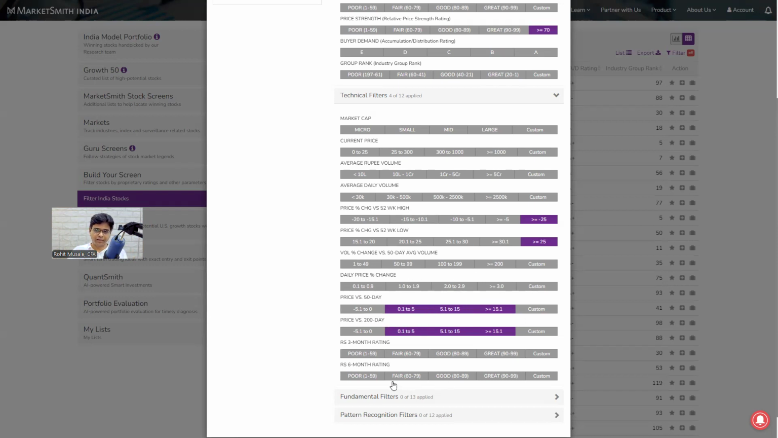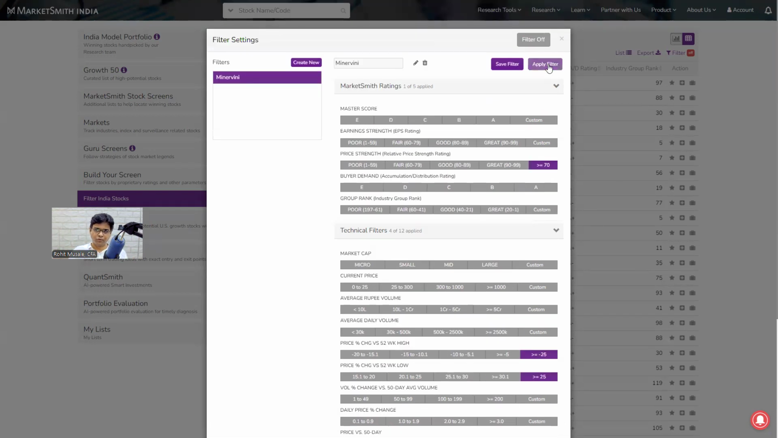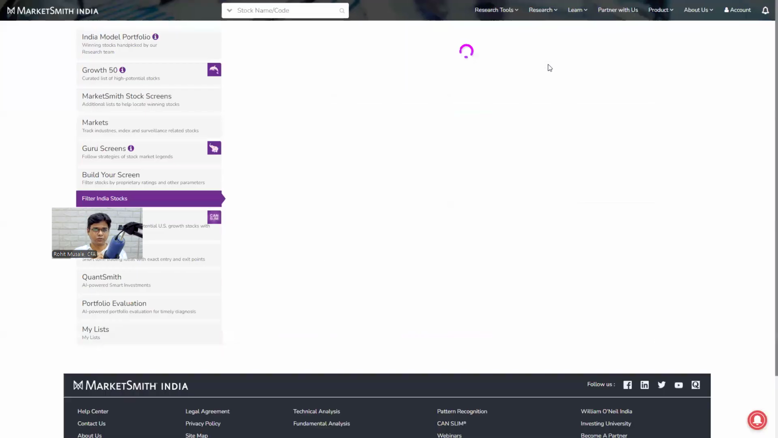Here I have set it up as price above the 50-day, 200-day, price within 25% of 52-week high, price above the 52-week low, minimum 25%, and a relative strength of 70. So if you apply this filter, let us see what we get. Out of 5,000 stocks, how many stocks do we get in this filter? So let's see. I expect around 700 stocks at a minimum to come in this list.